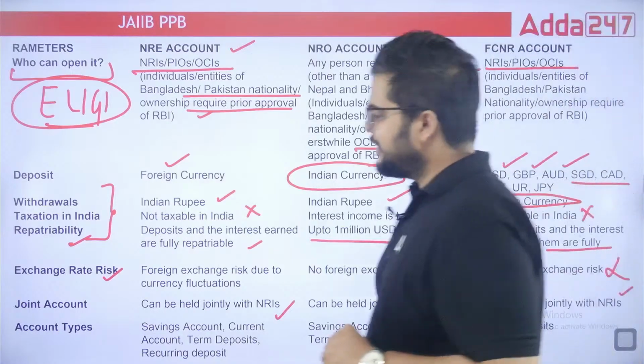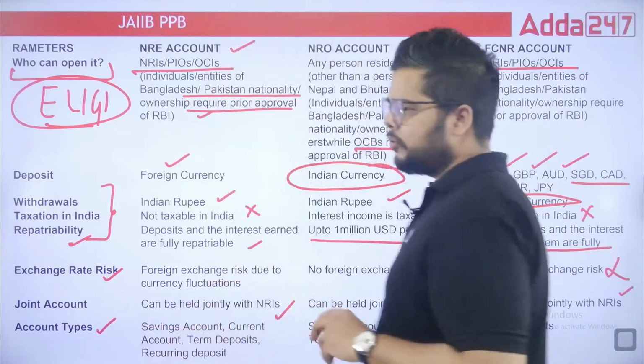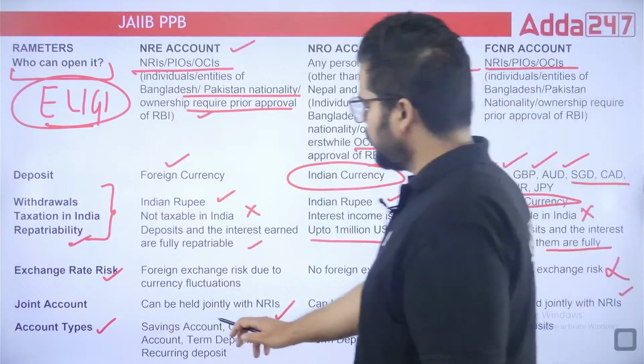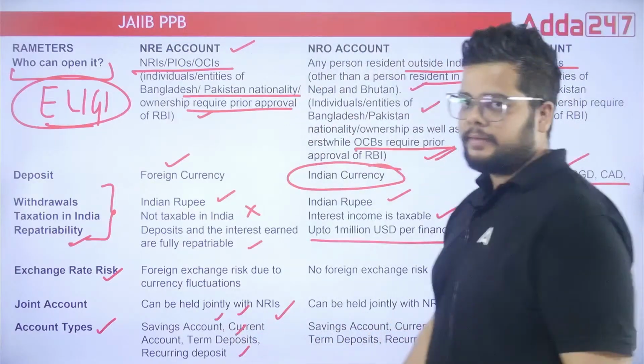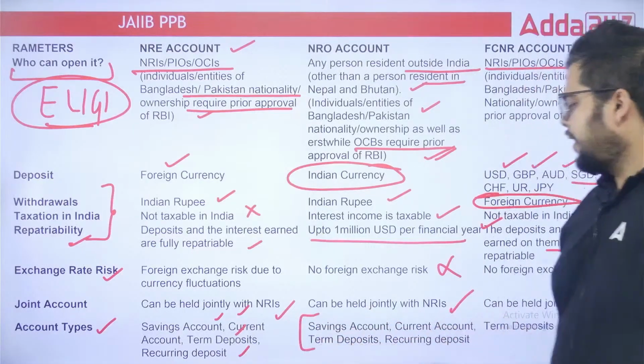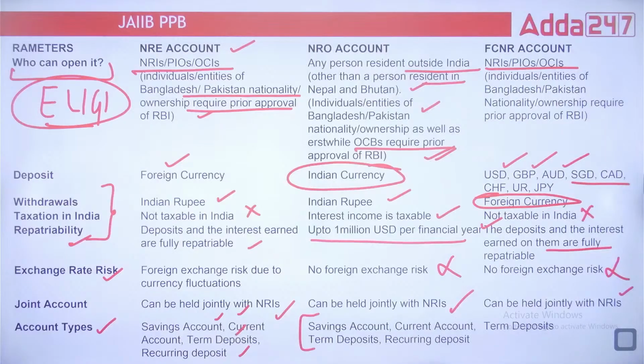Next, when we talk about the type of account, what kind of accounts can be opened under the NRE category? Savings account, current account, term deposit, as well as RD, that is recurring deposit. The same pattern is followed for the NRO accounts, and when we talk about the FCNR account, only term deposits will be there.